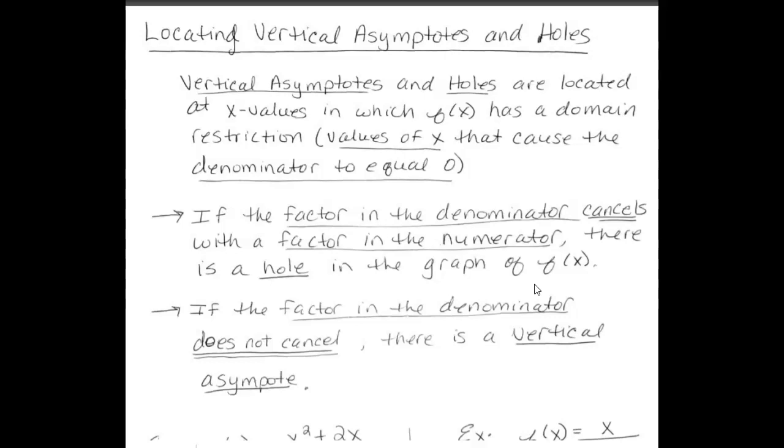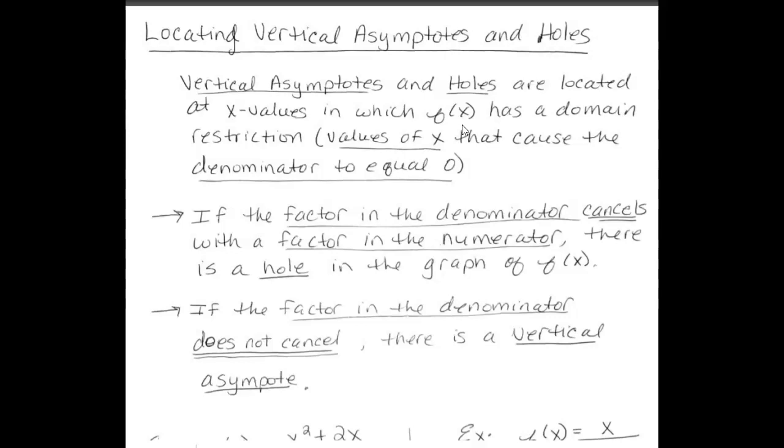When you actually get to the graphing problems, they're going to assume that there are no holes. Okay, so there won't be any holes when you actually graph, but there could be, and this is going to show you how to know if there are and where they are located. All right, both vertical asymptotes and holes are located at x values in which f of x has a domain restriction. In other words, the values of x that cause the denominator to be 0.